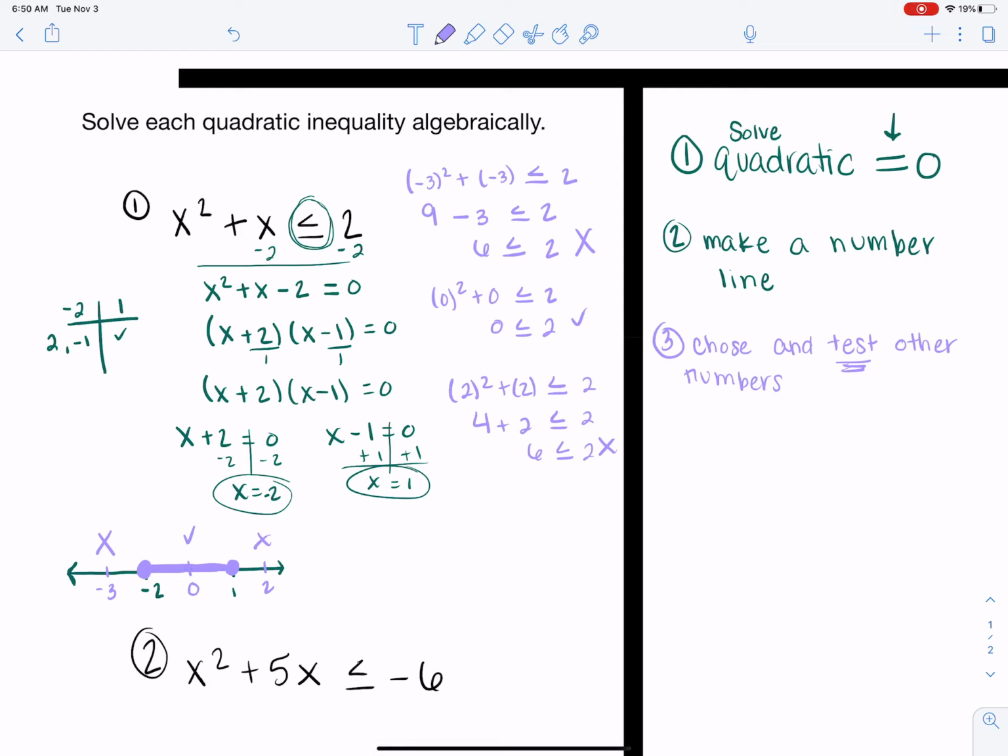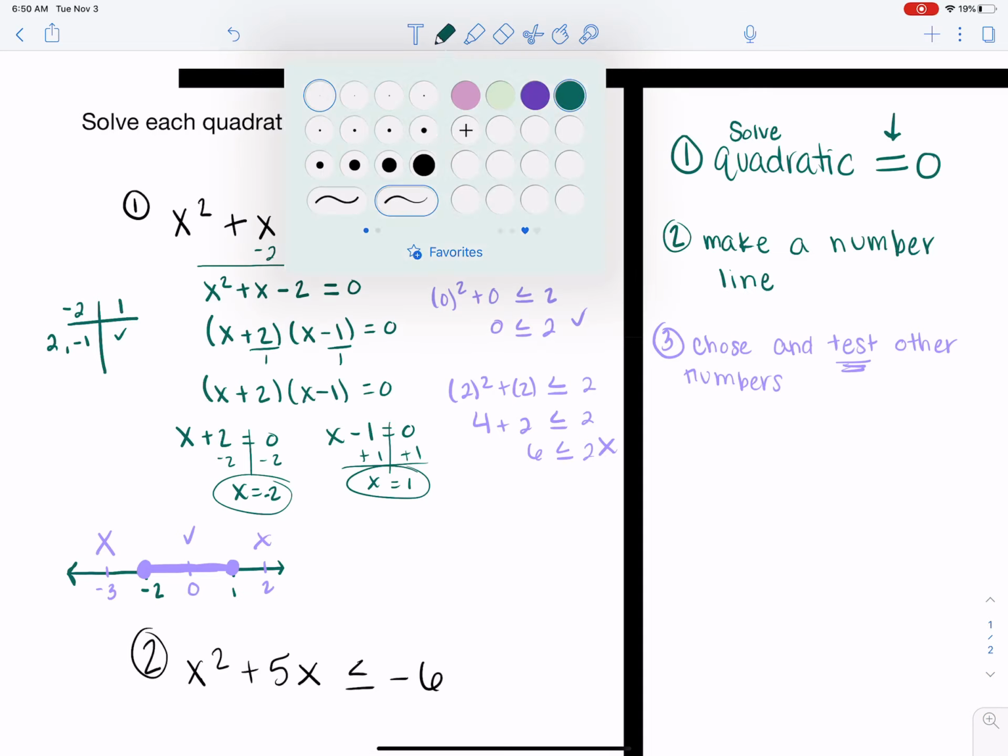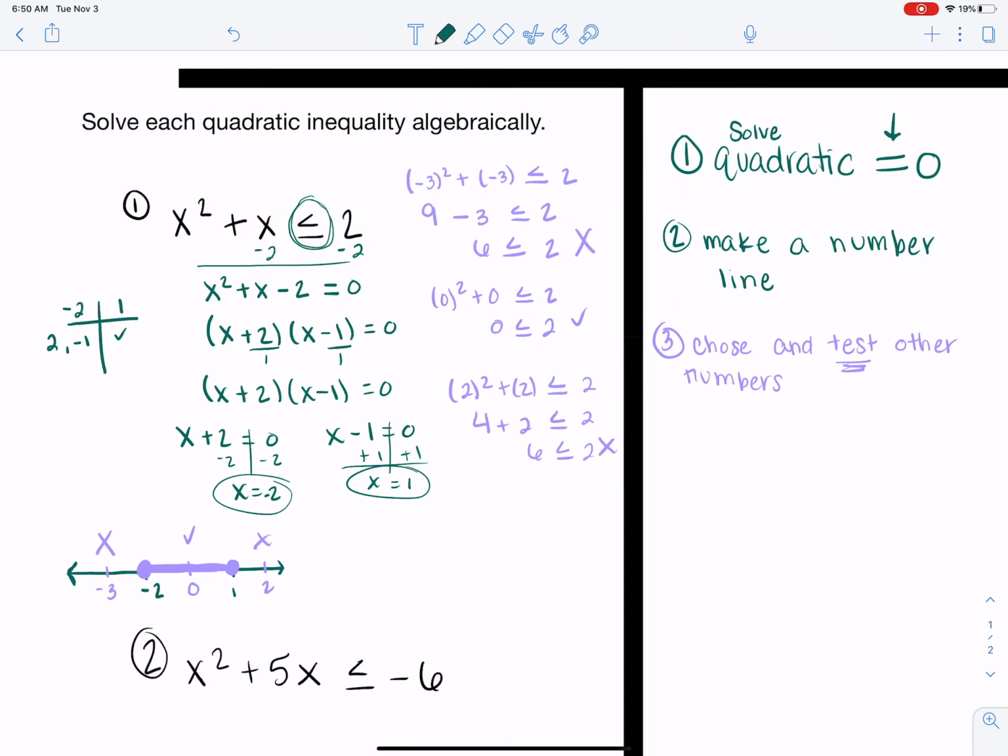Okay, now this is where you need to think back to linear inequalities. When your shading comes together, it's an and statement. When your shading is separated, it's an or statement. So now we're going to write the final answer.